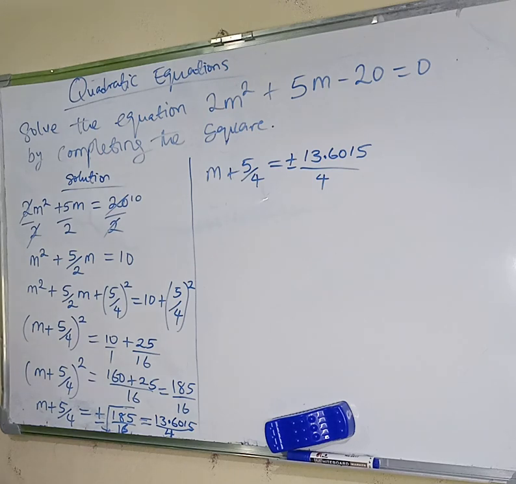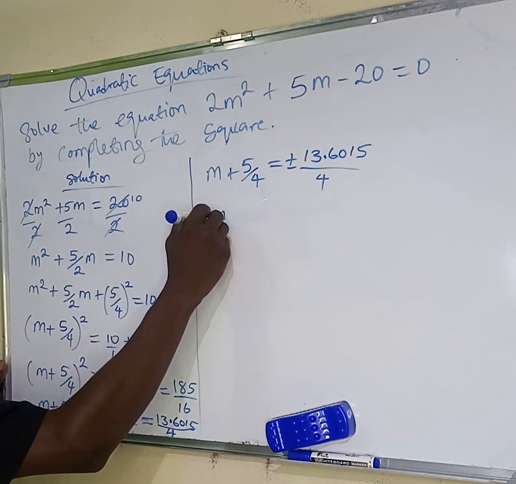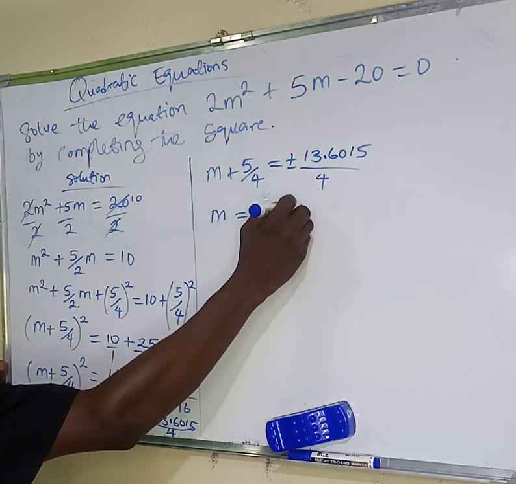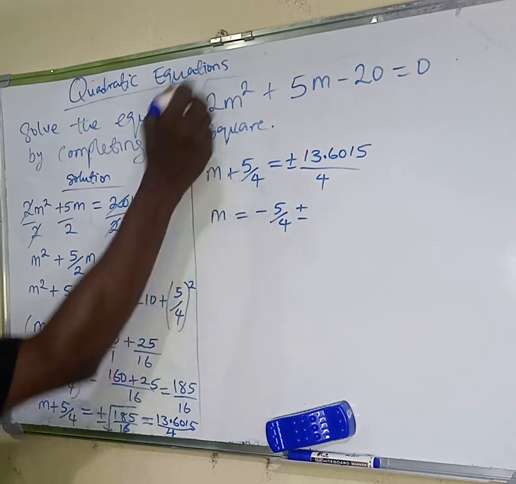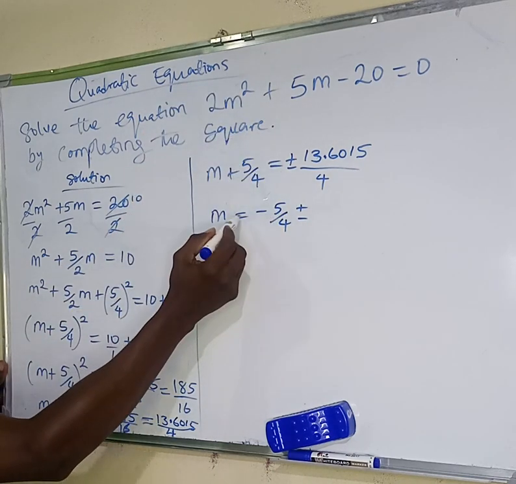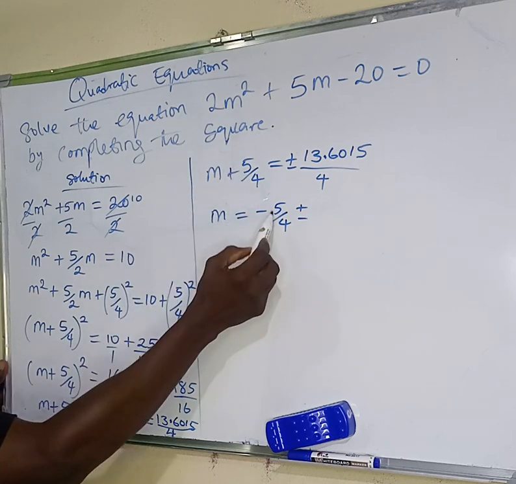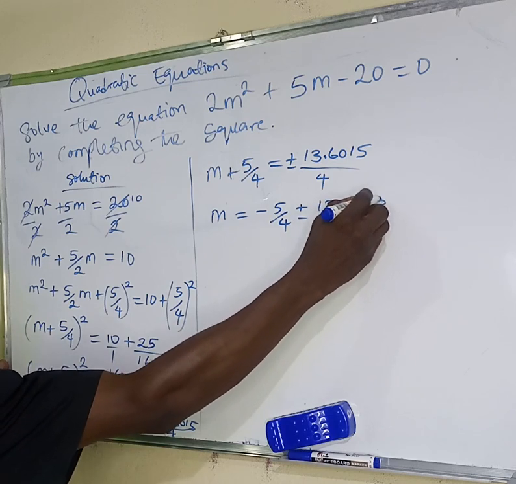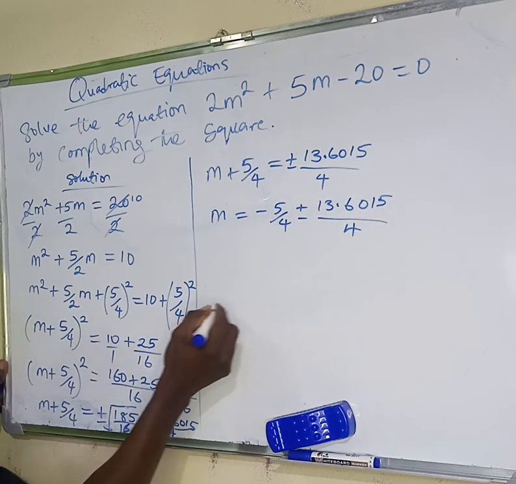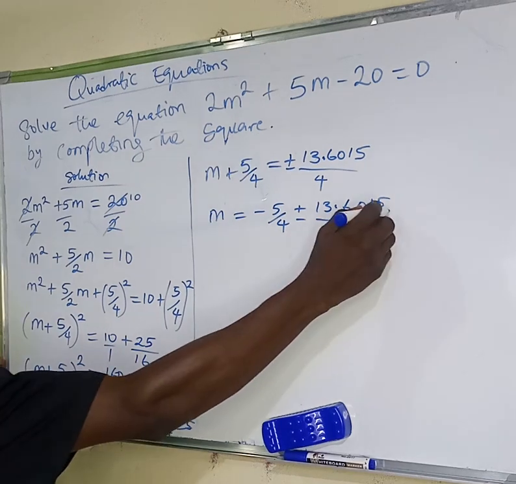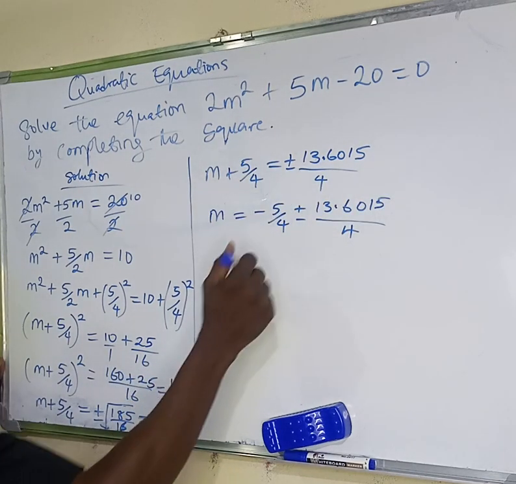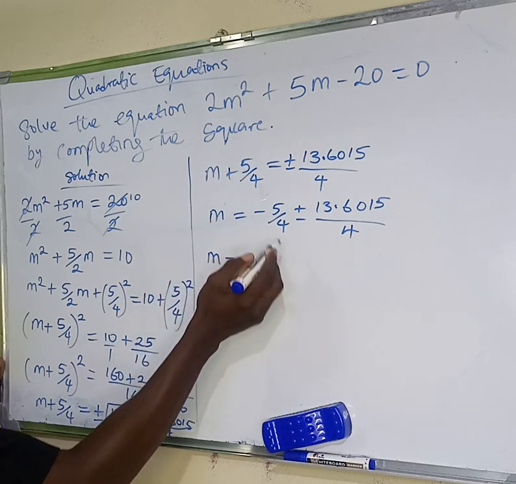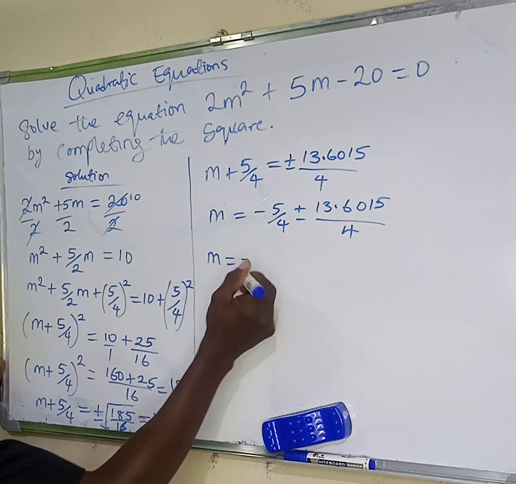So m will be equal to negative 5 divided by 4 plus or minus, because if 5 divided by 4 crosses over, it becomes negative. Anything that crosses the equality sign changes sign. From plus, it will become negative. 13.6015 divided by 4. All right, so if we combine this, m will be equal to negative.